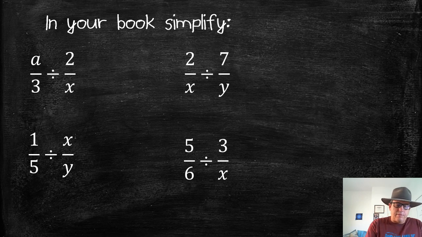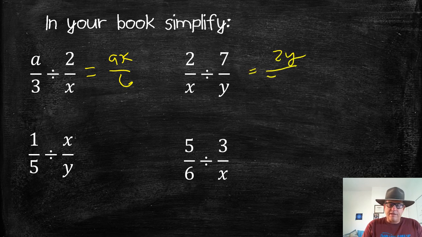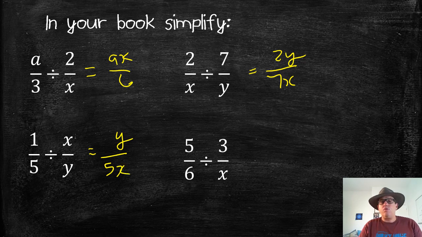Okay, the first one, I'm going to get ax over 6. Okay, the next one, I'm going to get 2y over 7x. There's nothing to simplify here. The next one, I'm going to get y over 5x. Again, I'm leaving out the work. I recommend rewriting it, especially when they start getting more complicated. And the last one is going to be 5x over 18.